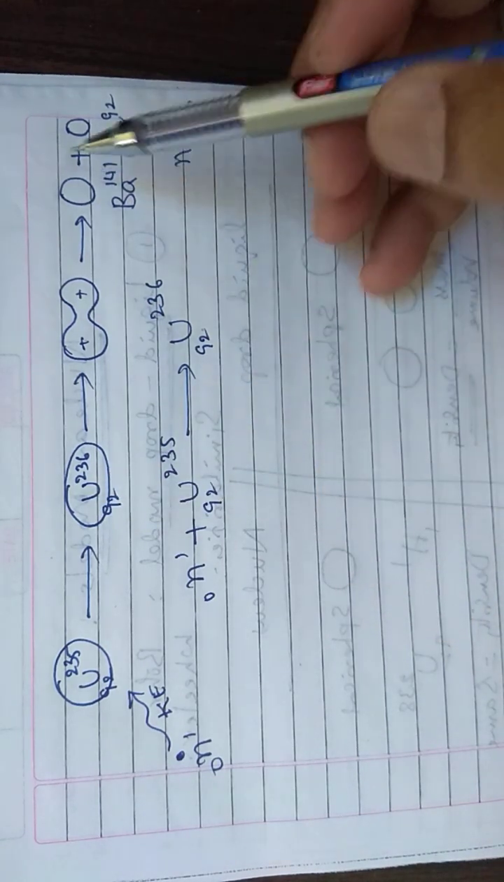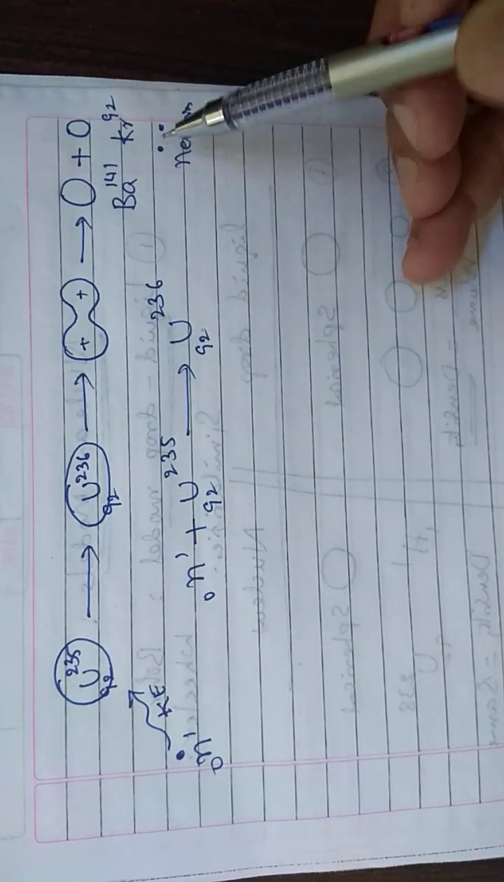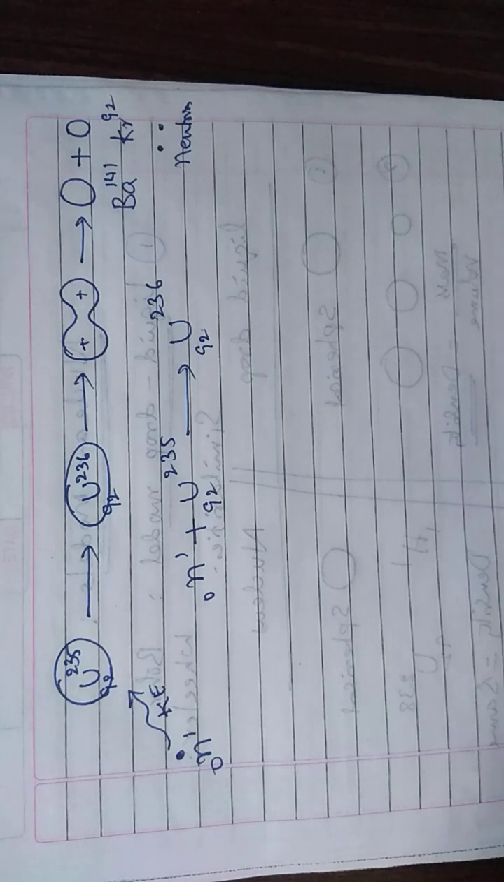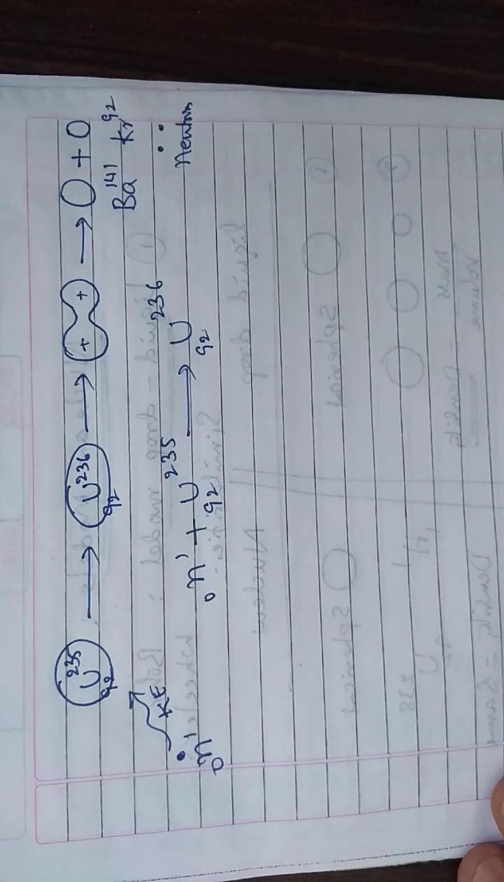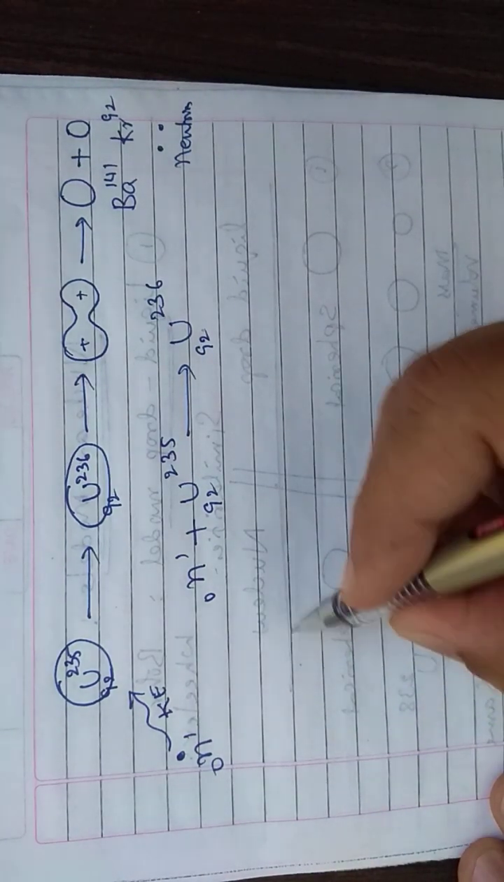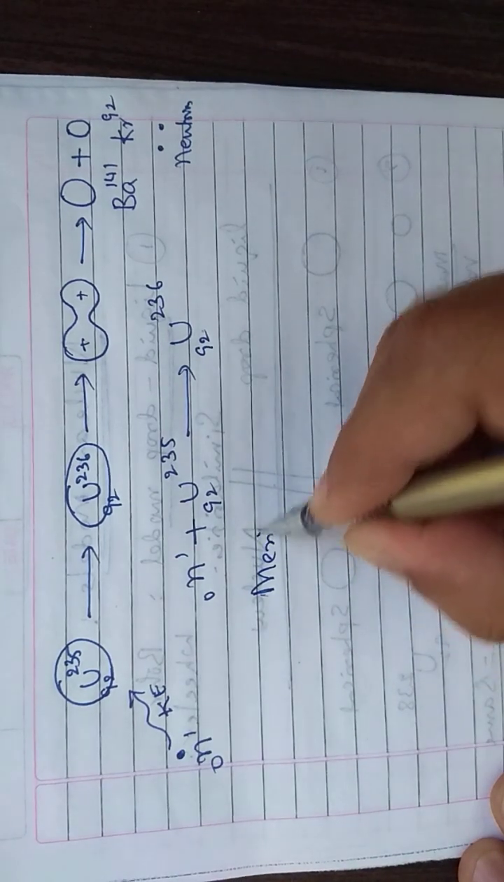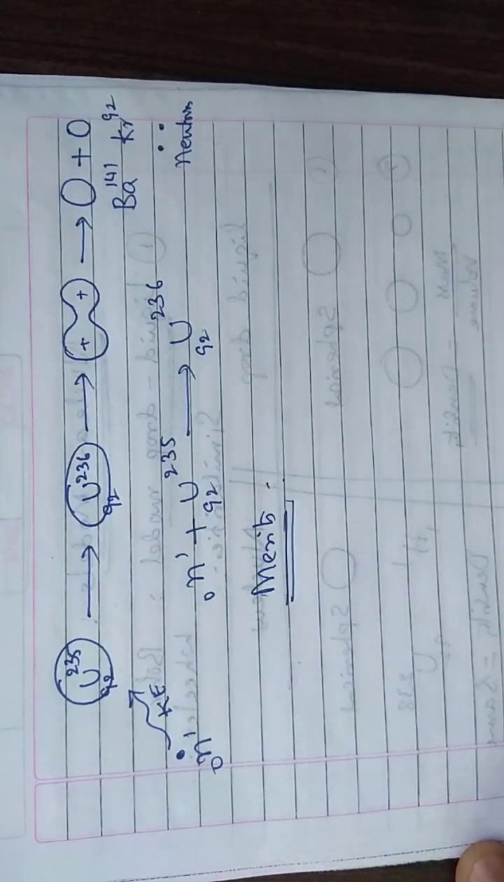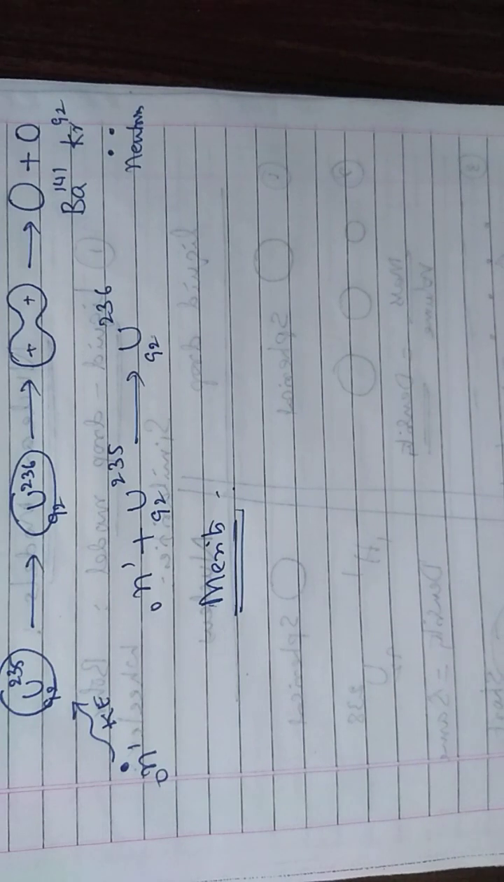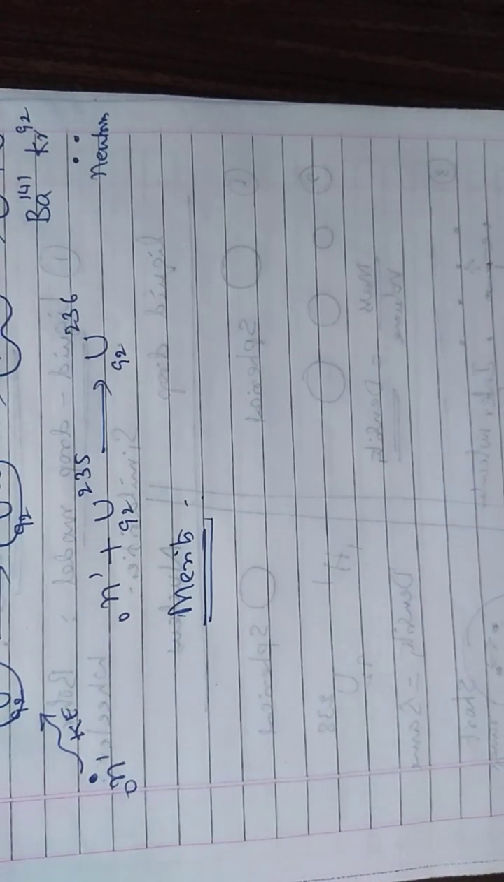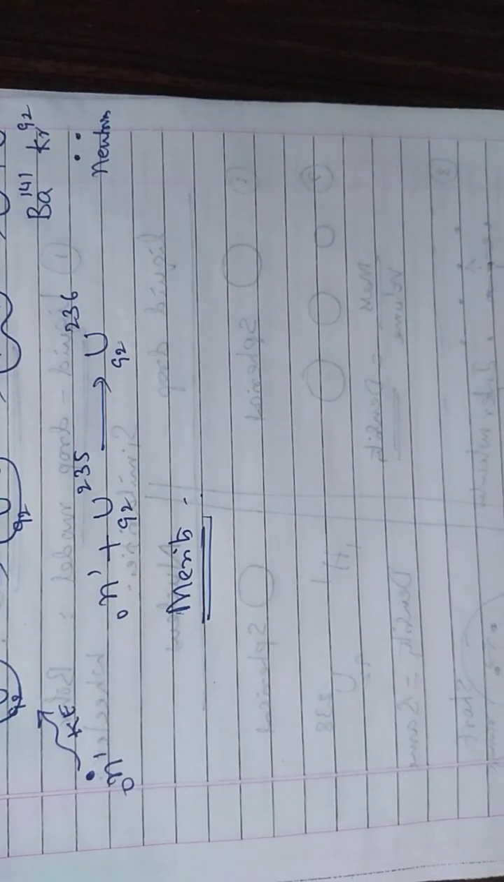Now it is converted in the form of barium and krypton with neutrons. Now the last concept under the liquid drop model is: what are the merits of this particular model? We can ask this question even for 2 marks or 3 marks. Write the merits, or I can say, what are the advantages of this liquid drop model.